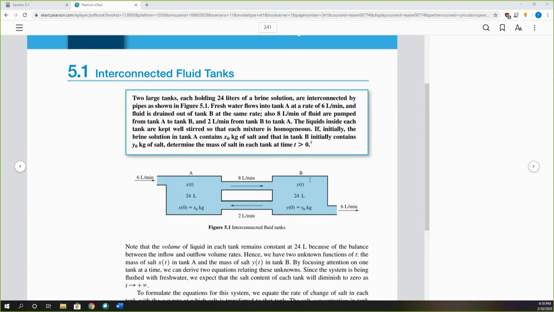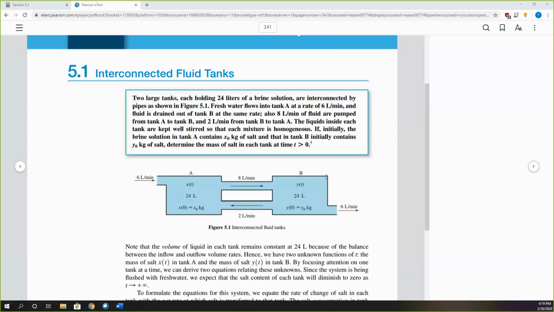So we have tank A and we have tank B. We are inputting 6 liters per minute of pure water into tank A. We're going to let x of t represent the amount of salt in this tank at time t. This tank holds 24 liters, and it is not losing liters overall. We have 6 coming in, 8 going out, 2 going in. So overall, we have 8 coming in and 8 going out. So this is just going to stay at 24. We also have this initial amount of salt at time 0. So we're going to let that be x of 0.